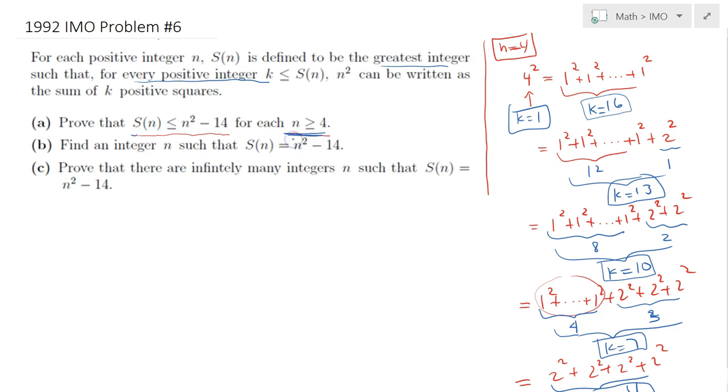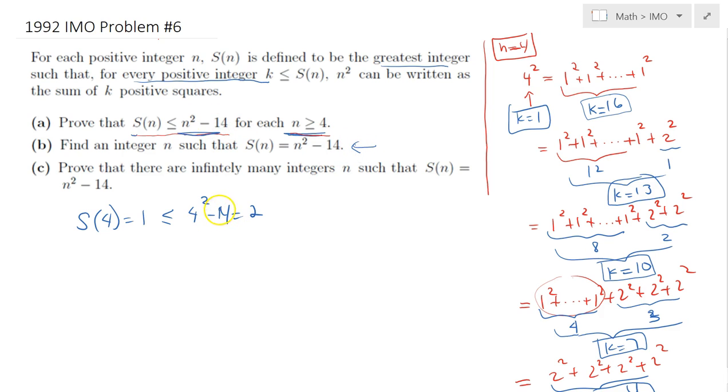So for n greater than or equal to 4, this thing should hold, right? So what this tells me is there are two ways I can do. Either I can prove that it works for all the numbers up to n squared minus 14, whenever n is greater than or equal to 4. And by the way, in our case, recall that we got S of 4 is equal to 1, and obviously 1 is less than or equal to 4 squared minus 14, which is 2. It is not quite exactly equal to 4 squared minus 14. That's the second part of the problem.